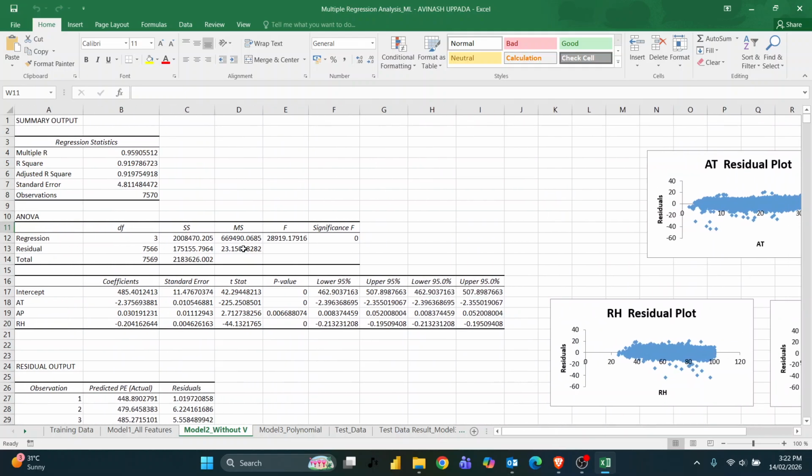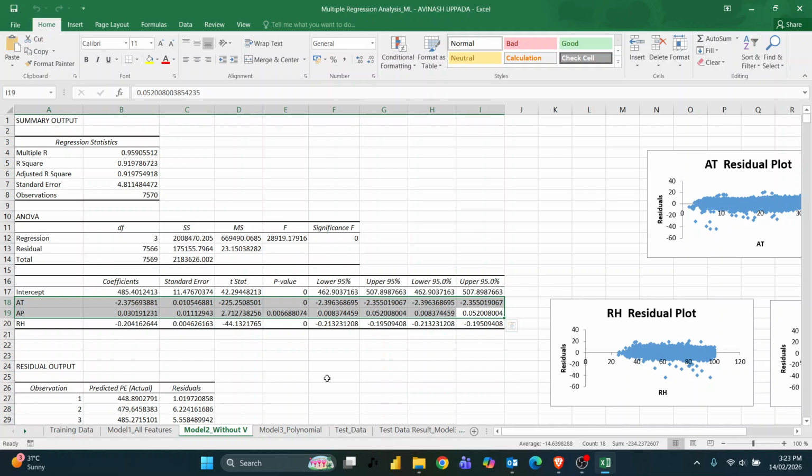But the problem is the R square: the percentage of variance was falling down. It is coming close to 90. Anything less than 90% we could say is not a good model. Also, not all p values are significant. You could see some values coming out of the significant range. So this model has become even worse than the first model.